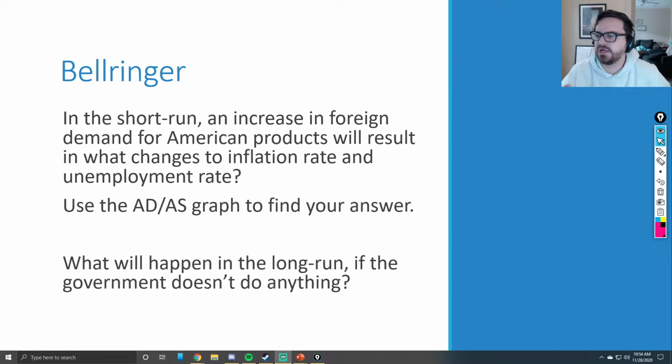So pause the video and work through the problem. I'm going to draw it. And unpause. Okay, so I keep using that weird filter, that sucks.